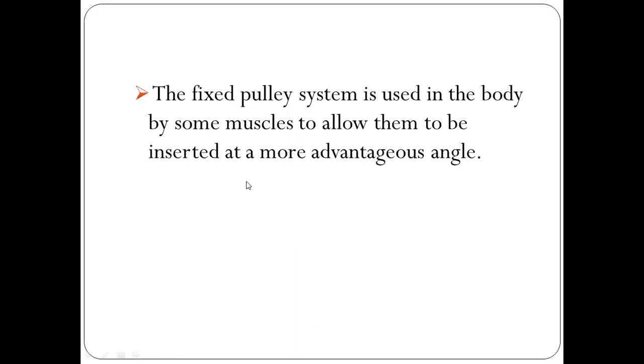The fixed pulley system is used in the body by some muscles to allow them to be inserted at a more advantageous angle. So in the human body, there are some bones which act as pulleys and allow the muscles to insert at the angle which gives them more advantage at the moment.